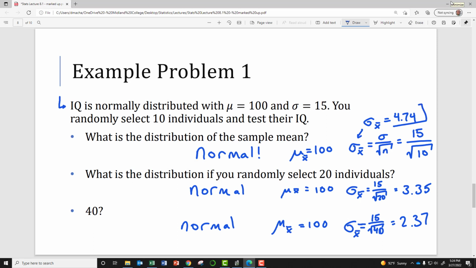So again, notice the decreasing trend in the standard deviation of this distribution of the sample mean. Whenever I use a larger and larger sample size, that means that this descriptive statistic is getting more accurate, and that's always true about descriptive statistics. It's always nice to have a larger sample size. It means you can make better guesses or better predictions about your population characteristics.